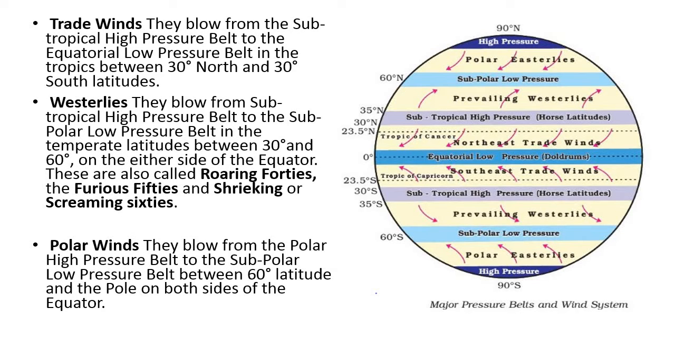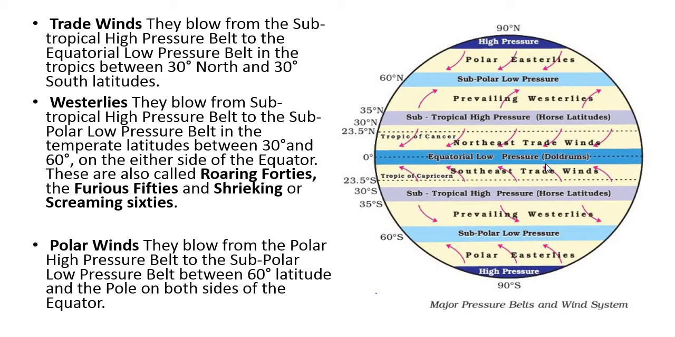One by one, trade winds. First, trade winds. Here is trade winds. This is the northern hemisphere. This is the southern hemisphere. In middle, this is the 0 degree latitude. Trade winds. They blow from subtropical high pressure belt to equatorial low pressure belt in the tropics between 30 degree north and 30 degree south. This is the location, 30 degree in both the hemisphere. These winds are moving, which we called as the trade winds.